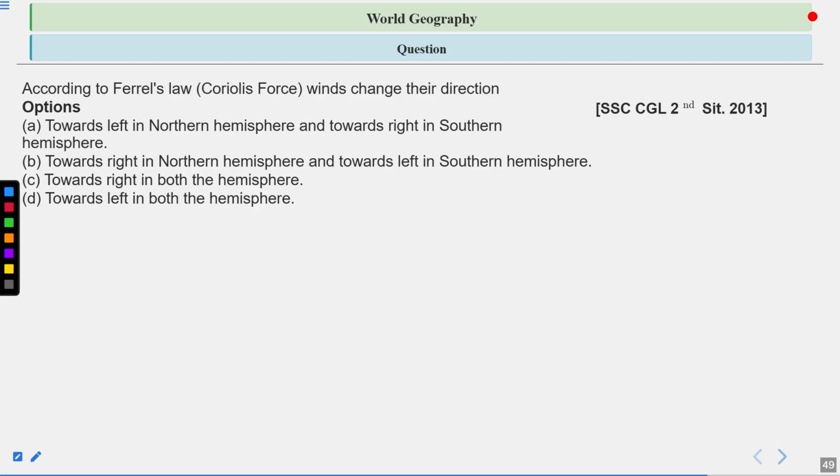According to Ferrel's law, Coriolis force winds change their direction: towards left in the northern hemisphere and towards right in the southern hemisphere; towards right in the northern hemisphere and towards left in the southern hemisphere; towards right in both hemispheres; or towards left in both hemispheres. To attempt this question, you have to understand the Coriolis force, but try to answer first.